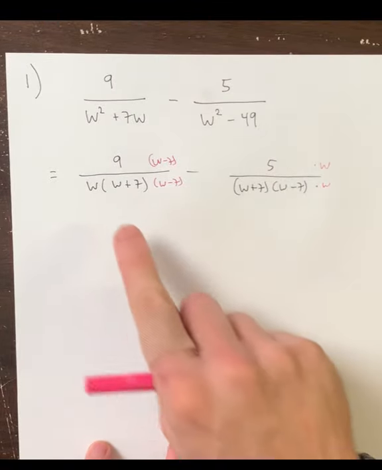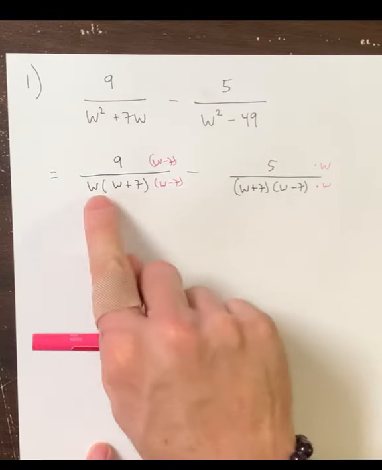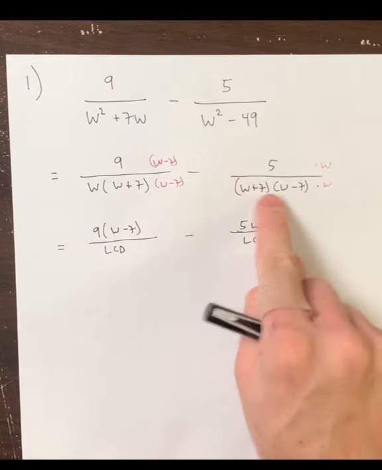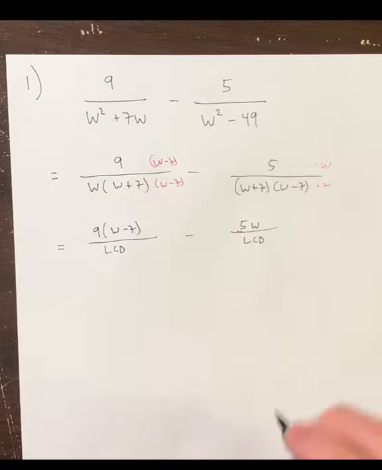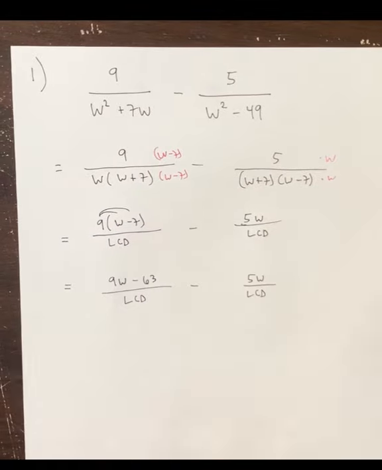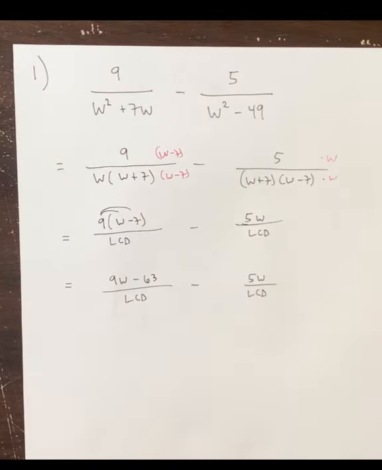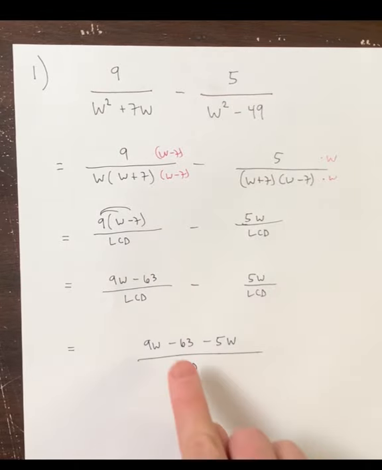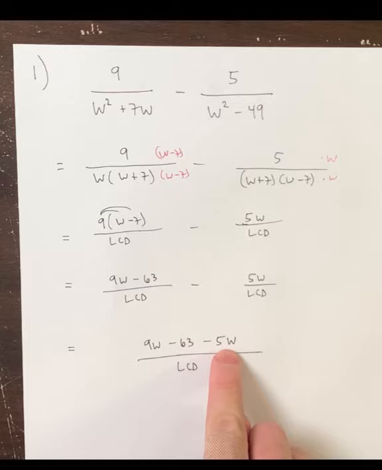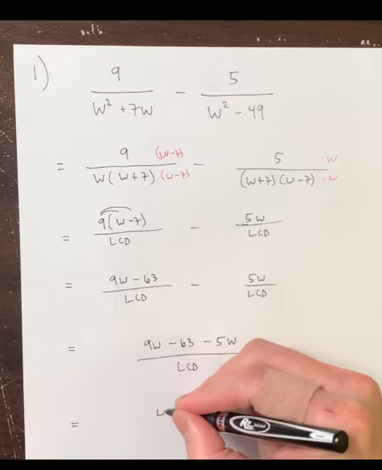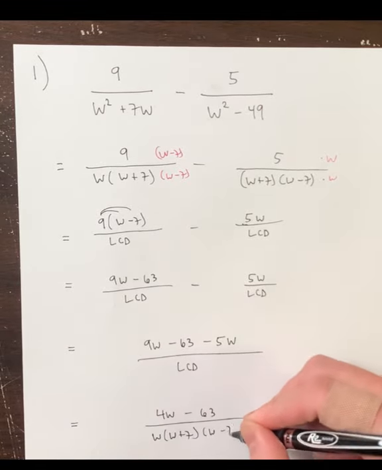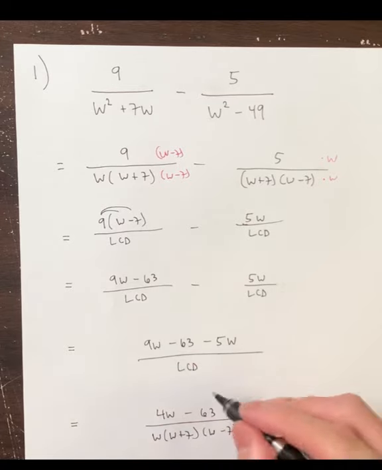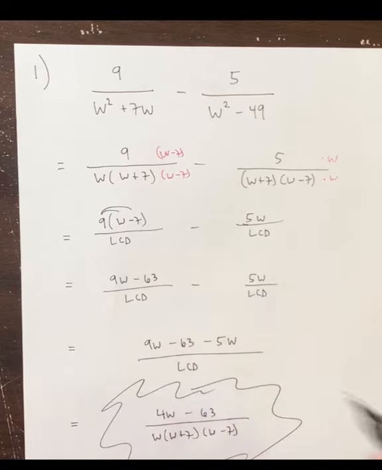And so now that we have that, we have denominators with the same three pieces. I'll just call this the LCD down below to save us time. We can distribute the 9, and now we can turn two fractions into one. We can actually combine 9W minus 5W to get 4W. And so we get this in the numerator, and the denominator we leave factorized. So this would be the final result.